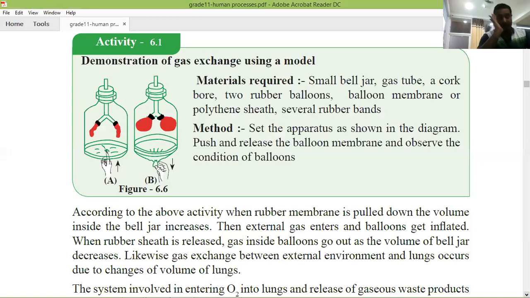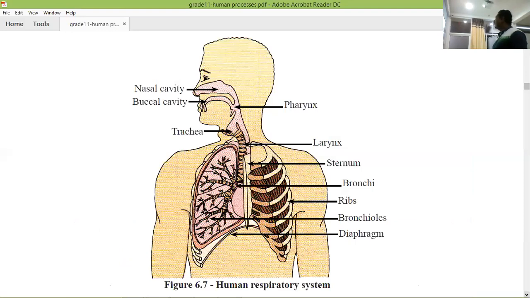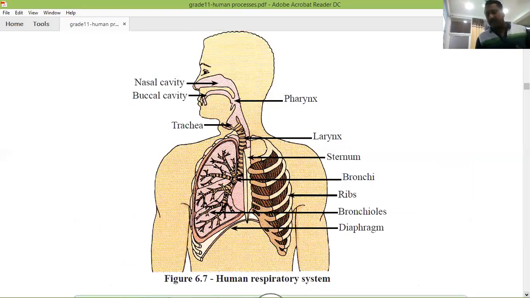Who can see the respiratory system on the screen? Yes or no? No, sir. Can you see the diagram of a respiratory system on screen? Yes, sir.